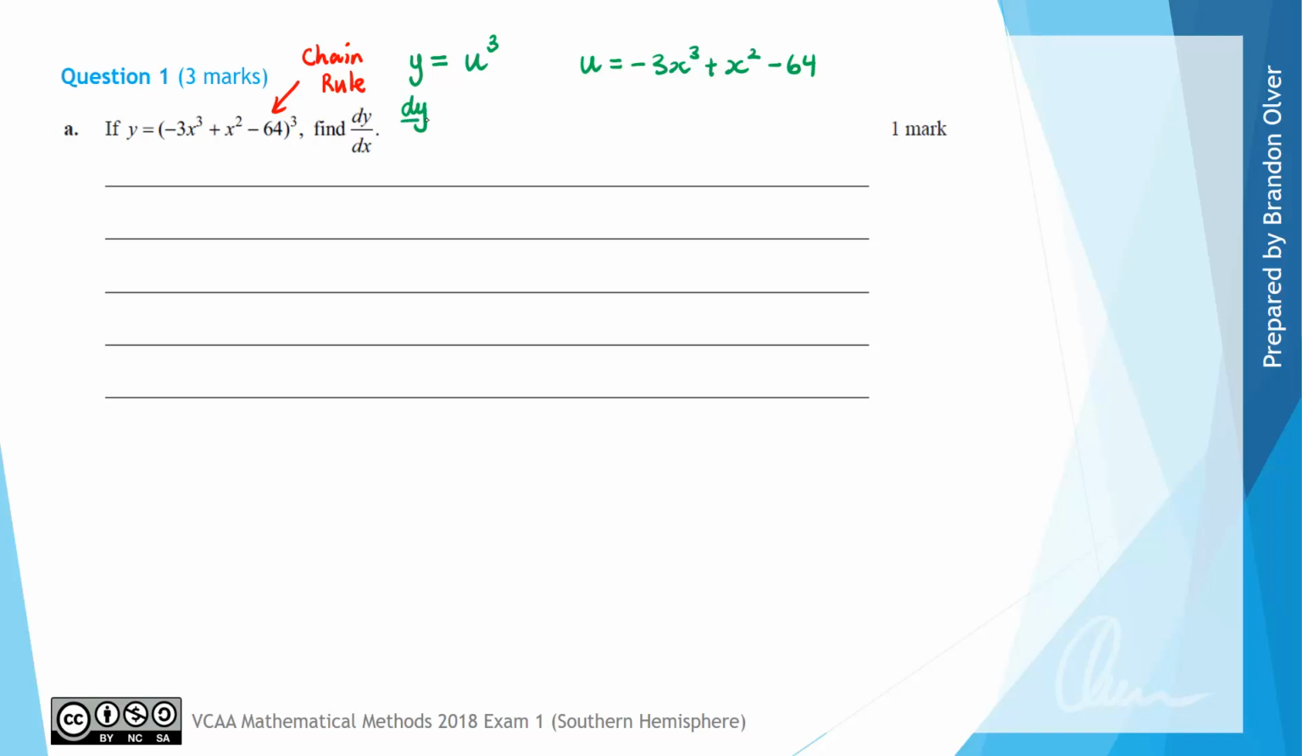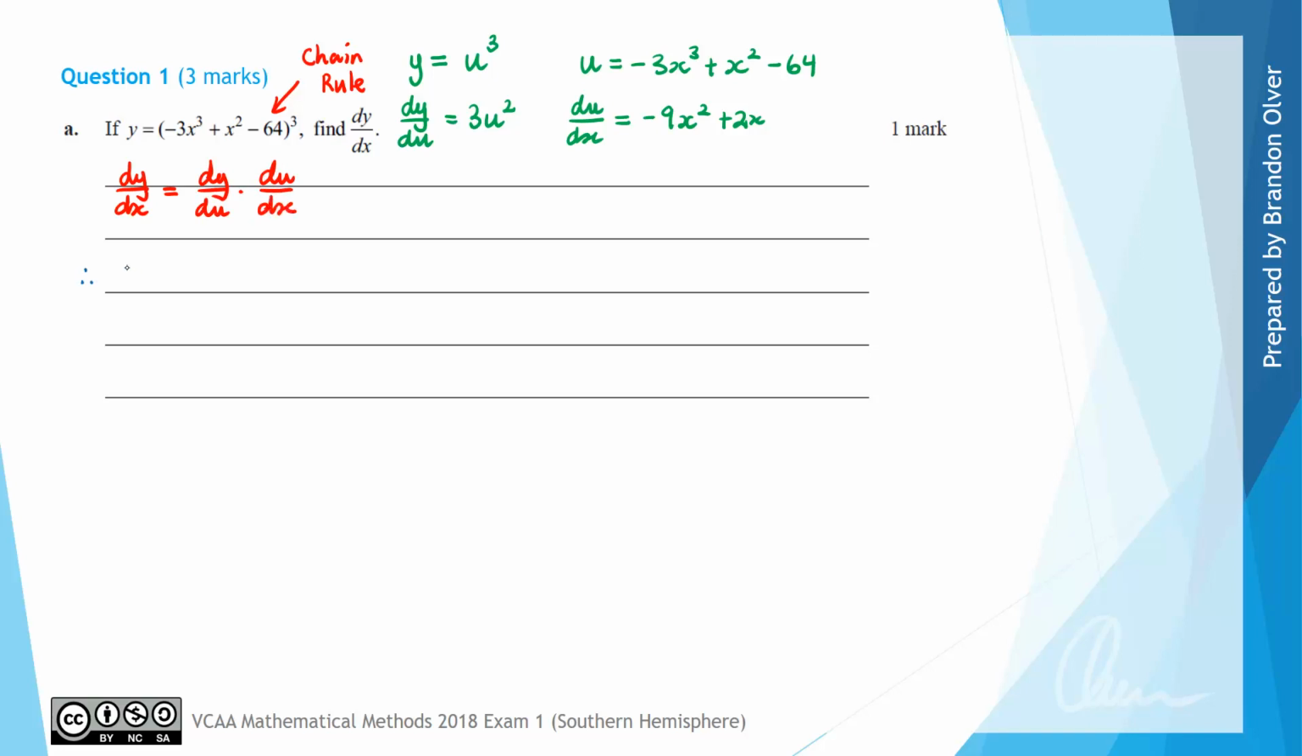Then we're going to calculate dy/du, which is equal to 3u squared, and du/dx, the derivative of the inner expression, which is going to be minus 9x squared plus 2x, and the negative 64 would differentiate to 0. Now from our formula sheets we know that the chain rule, which calculates dy/dx, is equal to dy/du multiplied by du/dx.